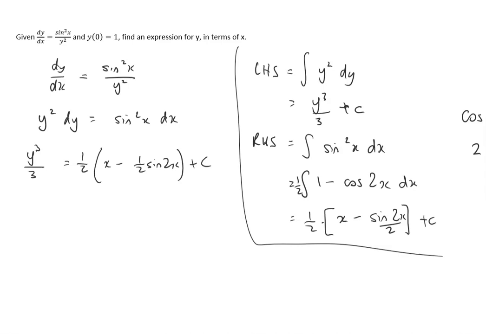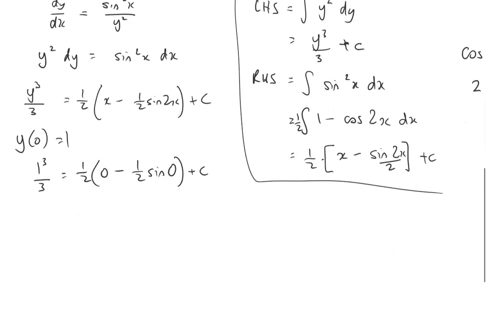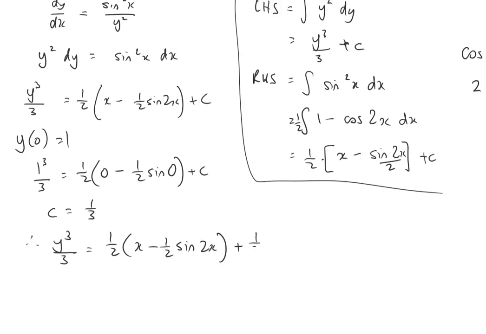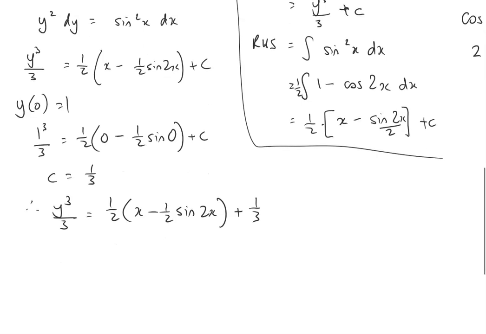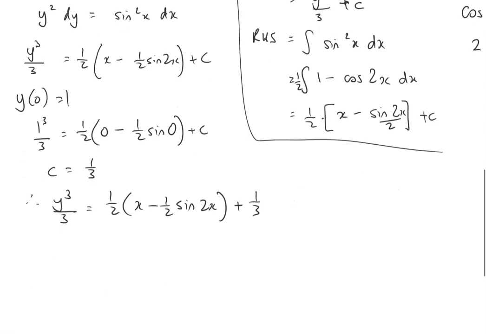So we want to work out what c is. We know that when x equals 0, y equals 1. So we're going to have 1 cubed over 3 is equal to a half times 0 minus a half sine 0 plus c. Okay, we can play around with that, but basically sine 0 is 0, so the right-hand side is just c, so c is equal to 1/3. So therefore we've got y cubed over 3 is equal to a half x minus a half sine 2x plus 1/3. Not real pleasant, but the question actually says expression for y, not y cubed, so let's finish this off.